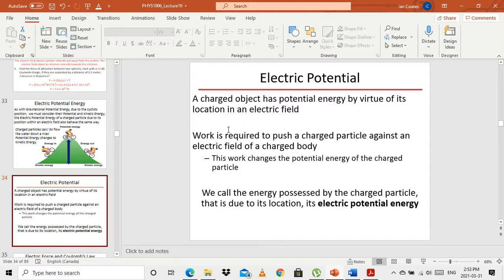Okay, so a proton likes to go one way. An electron likes to go the other. We can make them go the other way, but it's going to cost work. Okay? We call the energy possessed by the charged particle that is due to its location, the electric potential energy. Okay?